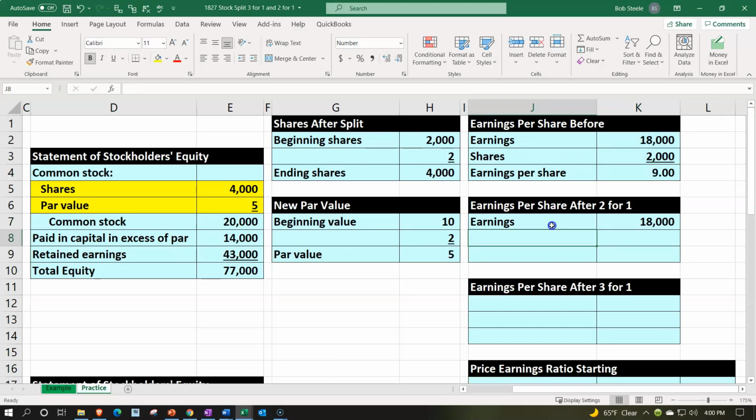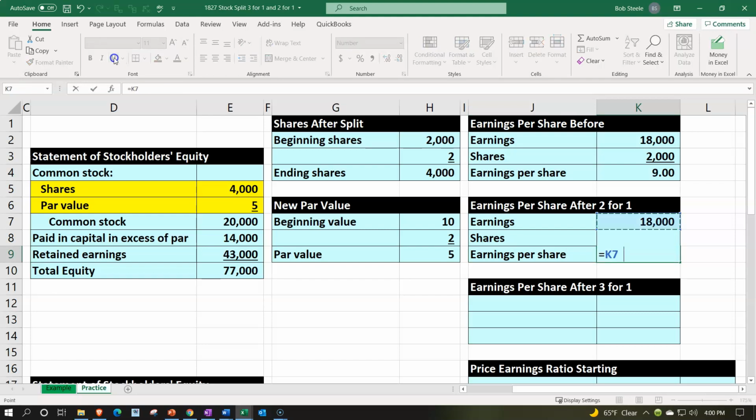I'll just pick it up from up above this time. That'll be easier. But now the number of shares is doubled. 4,000 shares out there. Let's go to the font group, underline that, and say now our earnings per share after the stock split is the 18,000 divided by 4,000 shares out there. We're going to go to the number group, add a couple decimals. We're at the 4.5. And of course, that's substantially lower, like it's halved.